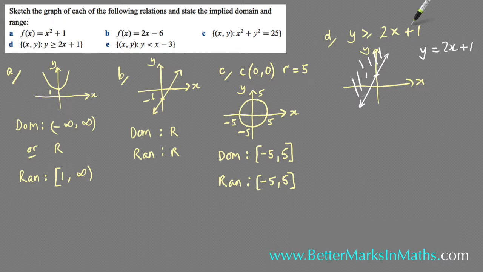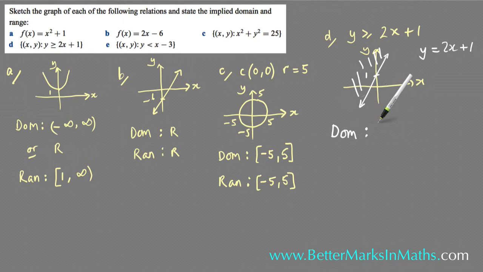So if the number, well, this number here, when x is 0, y equals 1, you want y values more than 1, which are going to be y values above that point. So therefore you want points above that line. And if it was y less than, you would want points below the line. And now to work out the domain and range from that graph.